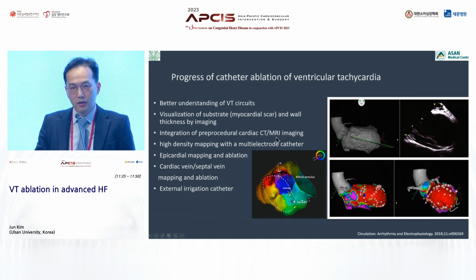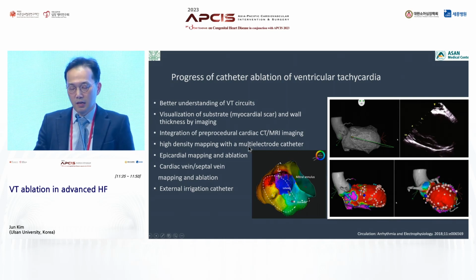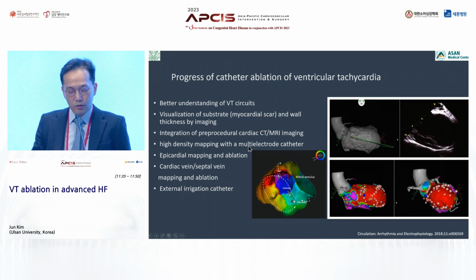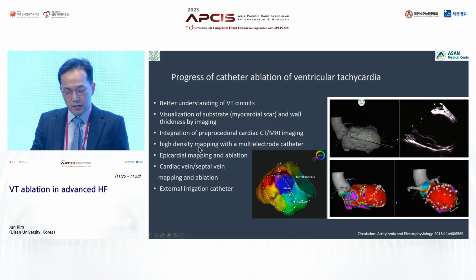And we can acquire multiple data using a multi-electrode catheter, so we can map the LV within less than 30 minutes. And we also map the epicardial surface of the LV by epicardial puncture. And we also map the LV septum using a cardiac vein mapping. And we have a very good irrigation catheter.